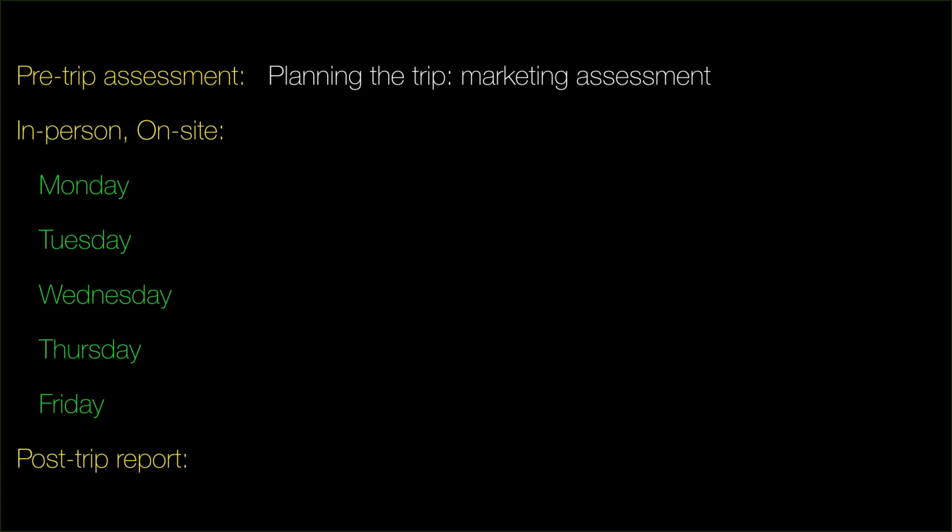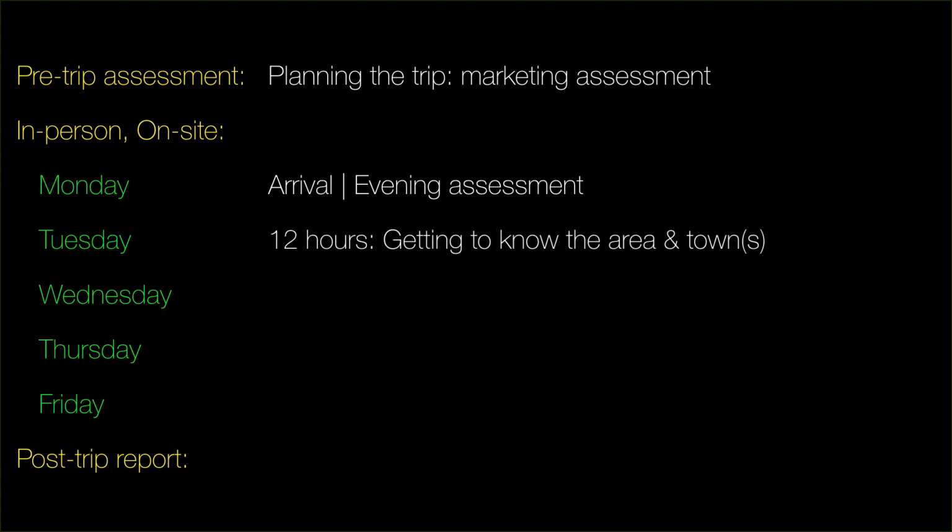But then when we come on site, it usually starts on a Monday. We fly out there, we drive there, whatever it takes. We get there Monday, we kind of set up shop, and we go out and check out the area that evening. Sometimes we come on a Sunday and we start on Monday. This is just a typical assessment, but these can always change. Then on Tuesday, we spend 12 hours. We start early and we stay late getting to know the area.